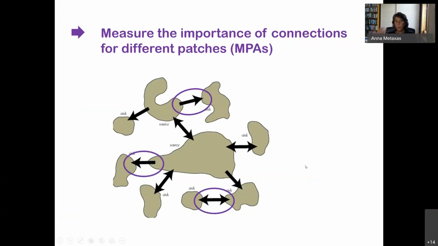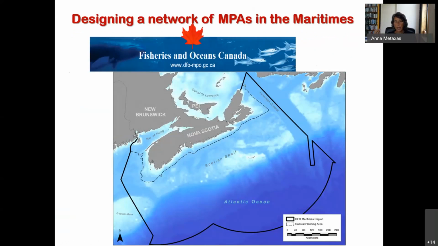So then I'll give you an example of how we have used this type of approach for some work we have done in the Maritimes. This is still in progress. This is the domain of the DFO in the Maritimes, where they're going to put the network of MPAs in. And so here's where we're at.